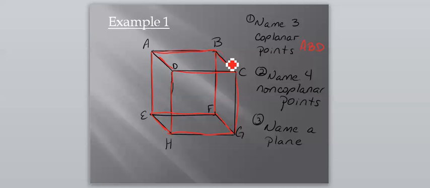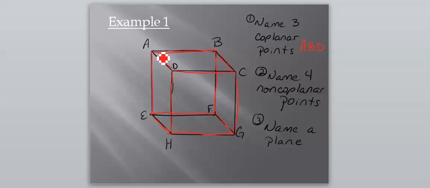So then number 2 says name 4 non-coplanar points. That just means they're not on the same plane. So I want 4 points that if I laid my flat, rigid, unbendable piece of paper down, I couldn't touch all 4 points at the same time. And the trick to this is to choose 3 of our coplanar points, 3 points that are on the same side, and then 1 that's on the opposite side.